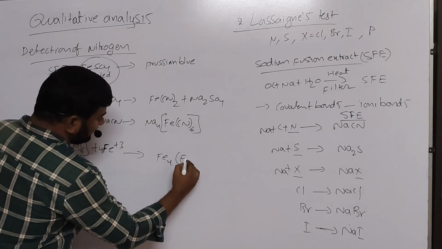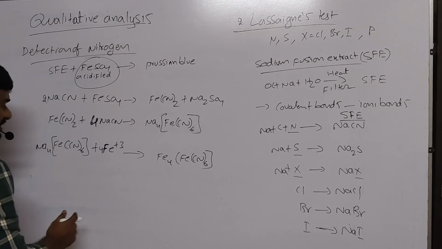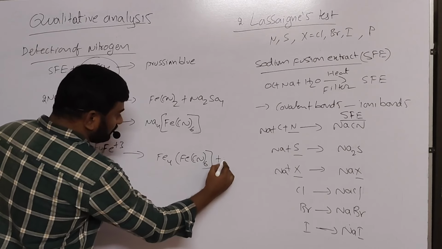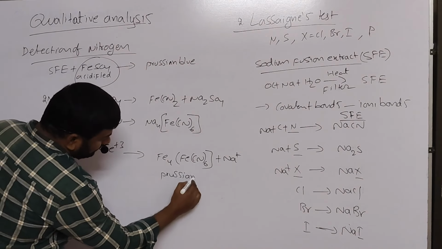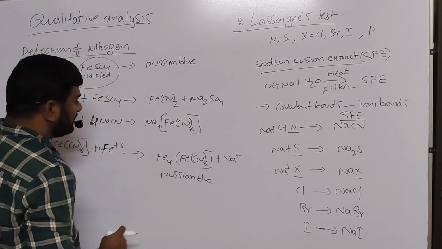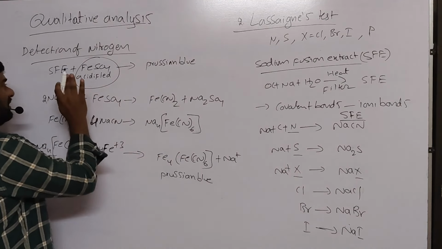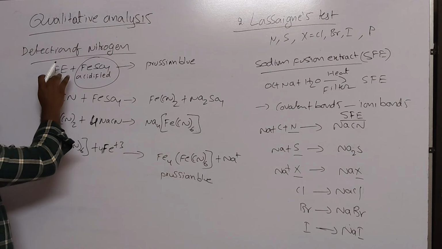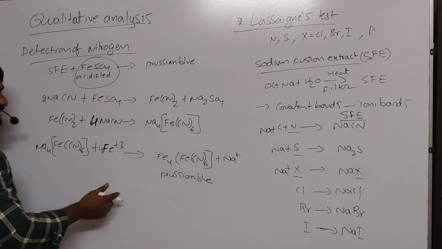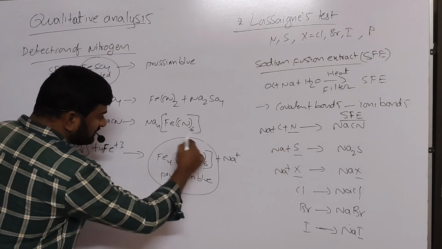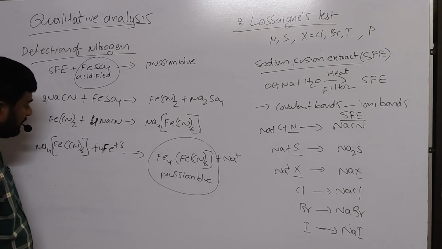Fe4[Fe(CN)6]3. Here this one is the Prussian blue color. So this compound coming means nitrogen is present in the organic compound. Simply, to the sodium fusion extract, if you add FeSO4 and Prussian blue color comes, nitrogen is present. What is the composition of the Prussian blue color? This is the answer we are sometimes asked: Fe4[Fe(CN)6]3.